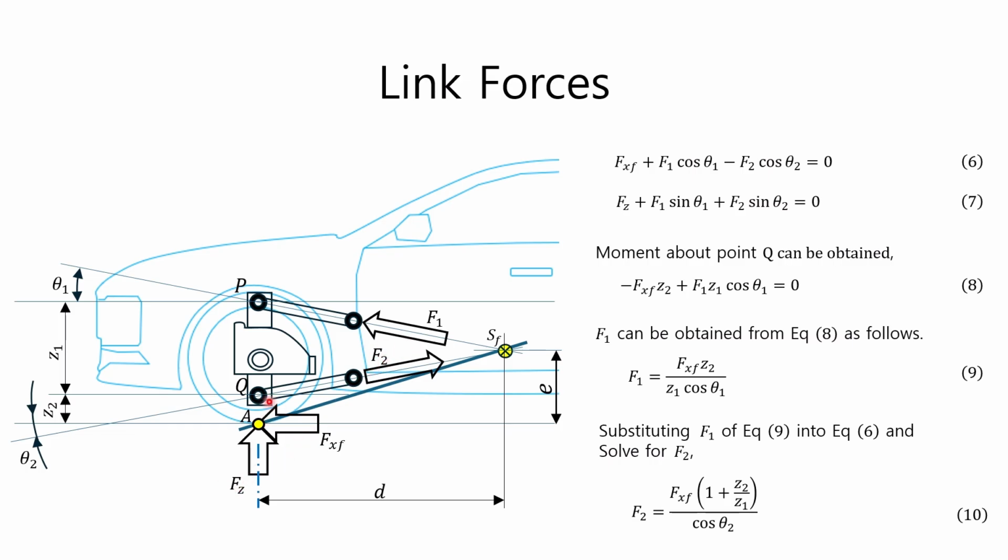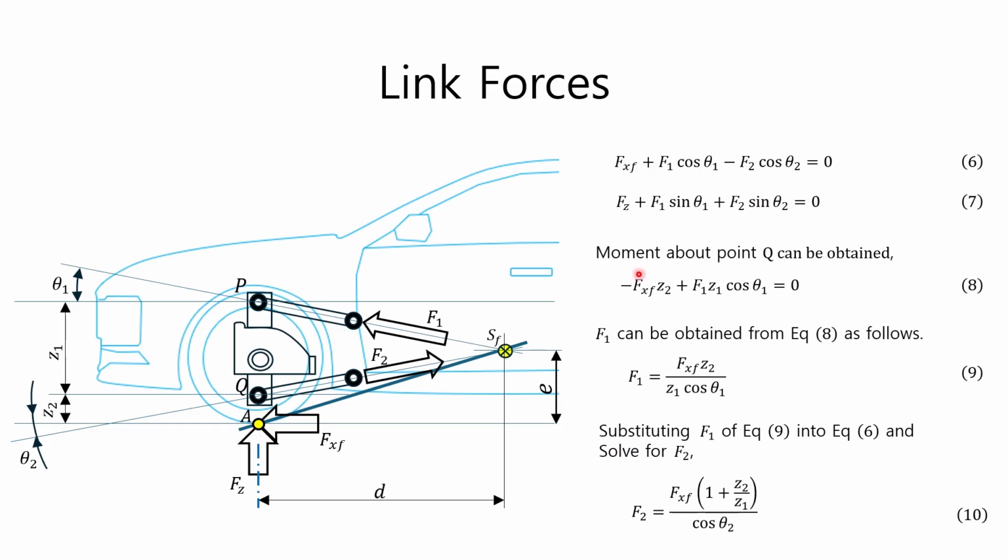Equation 7 shows that the vertical component of the force F1 acting on the upper arm and the vertical component of the force F2 acting on the lower arm, which are generated as a reaction to the driving force Fxf, must be in balance with the vertical force Fz of the front wheels. As mentioned above, Fz does not include the static load, but is only the force that appears as the reaction force generated by the driving force Fxf.